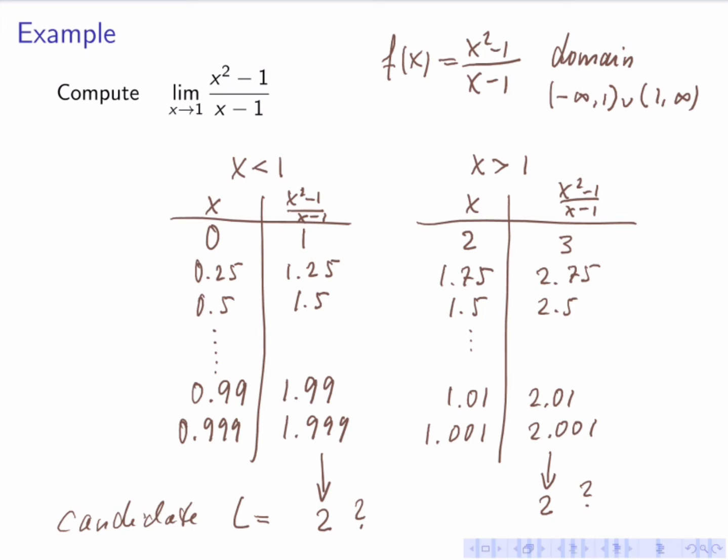But how can we be sure? I mean, we could play this game further and go to 0.999999999999999, and we get 1.9999999. Okay, you get the drift. We can actually do this mathematically, and let me do that on the next slide.